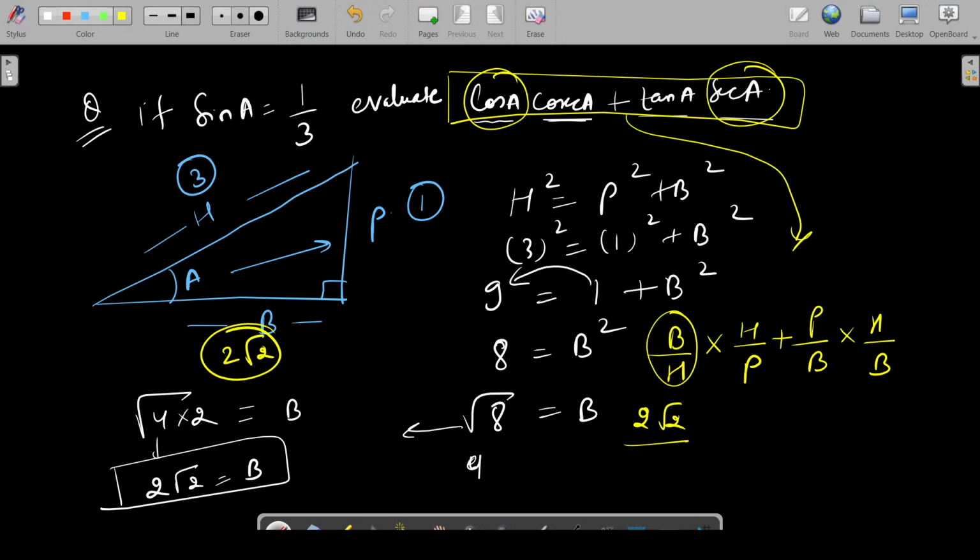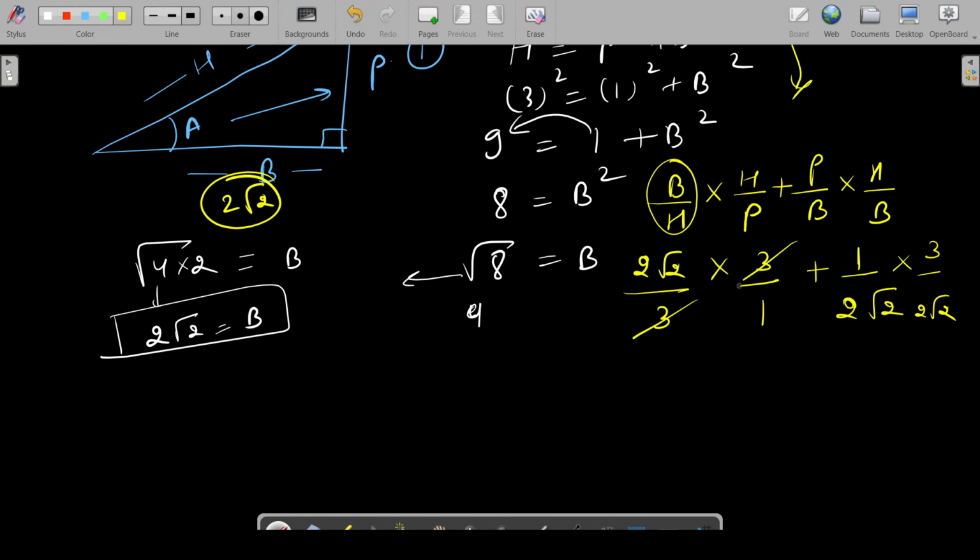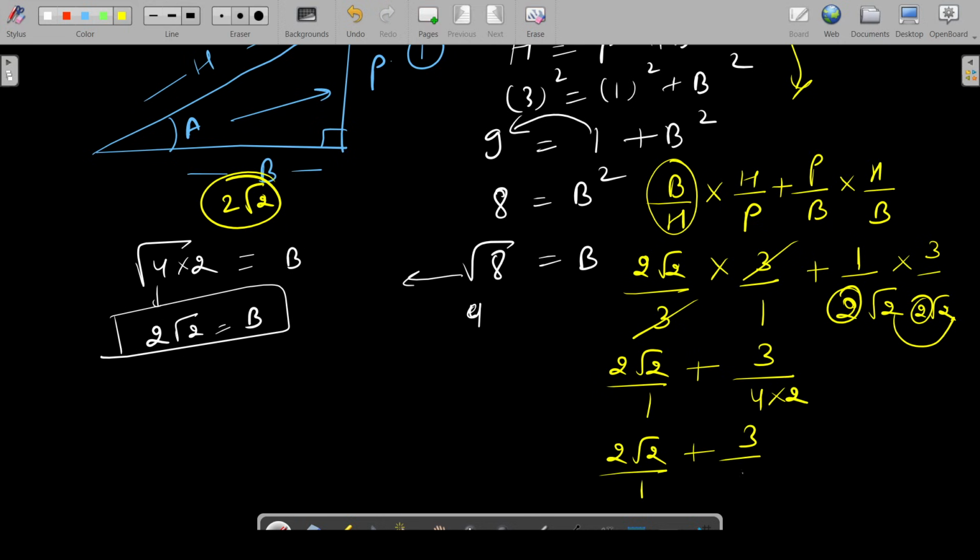So let's see what your base is: 2 root 2. What is your hypotenuse? 3. So cosec A is hypotenuse 3 upon perpendicular 1, into cosec A, plus tan A, which is perpendicular 1 upon base 2 root 2, into sec A, which is hypotenuse 3 upon base 2 root 2, correct? Now if I solve this, 3 upon 1 is 3, and 1 upon 2 root 2 into 3 upon 2 root 2: 2 into 2 is 4, into 2 is 8. So it is 3 plus 3 upon 8.